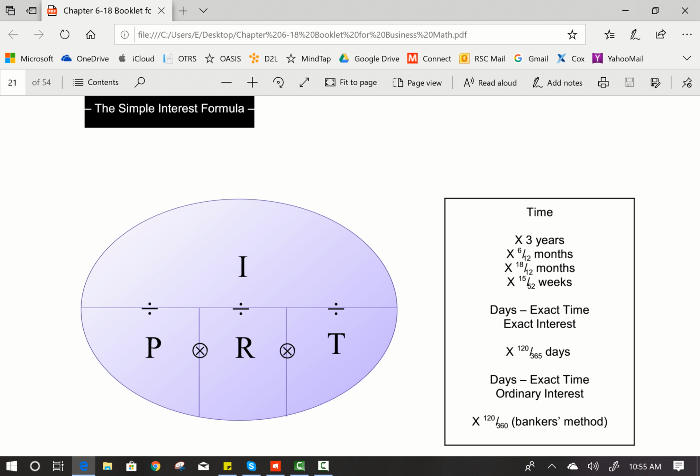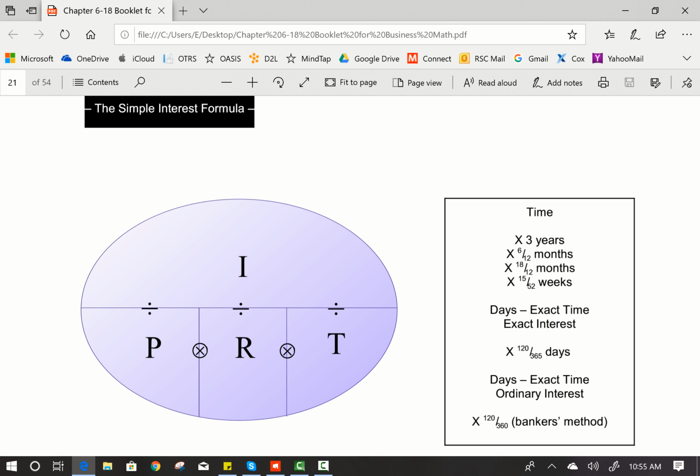You can easily remember it by I use PERT shampoo. I is the interest, P is the principal, R is the rate, and T is the time. If you're looking for the interest, cover up the interest, and those vertical lines are multiplication. So it would be the principal times the rate times the time.